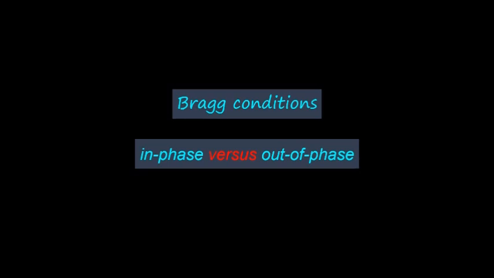When the angle of incidence of the X-rays does not satisfy Bragg's law or the Bragg conditions, the emergent beams are no longer in phase and cancel each other. No reflected intensity will be observed in such a situation.